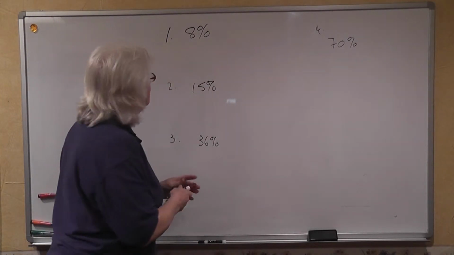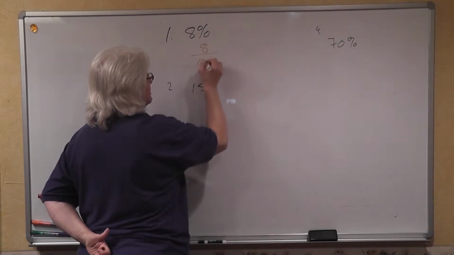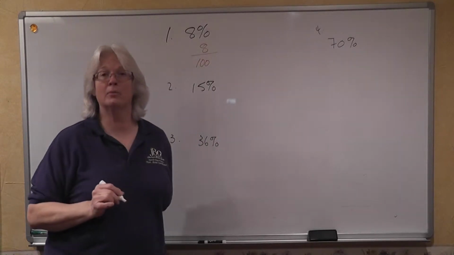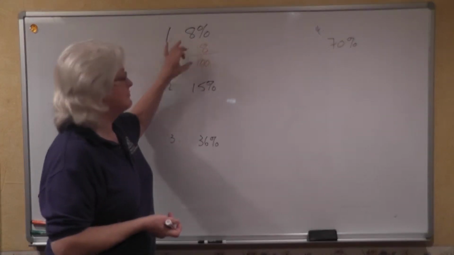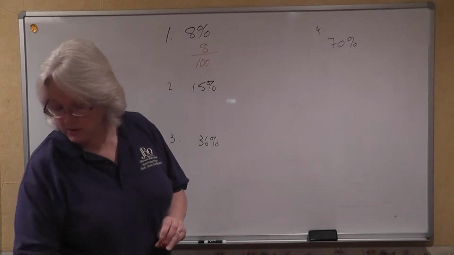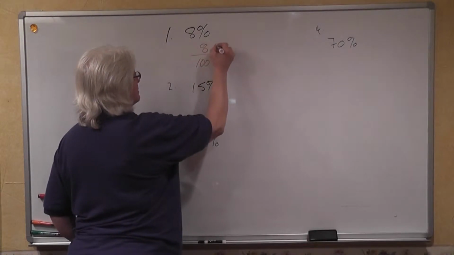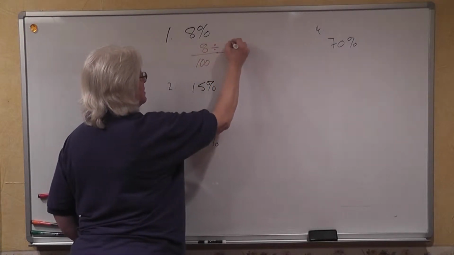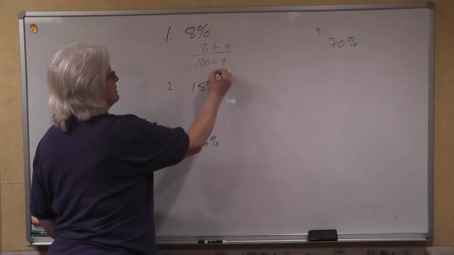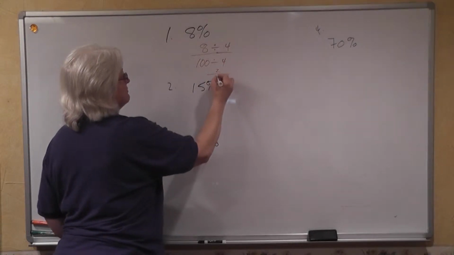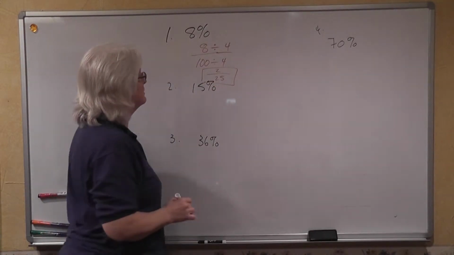8% means 8 per 100. So you have 8 over 100. Your common factor, the greatest common factor that you can reduce these by, is 4. You can show this two different ways depending on what you're comfortable with. 8 divided by 4 is 2. 100 divided by 4 is 25. I really didn't leave myself enough space, but you can see what's going on.